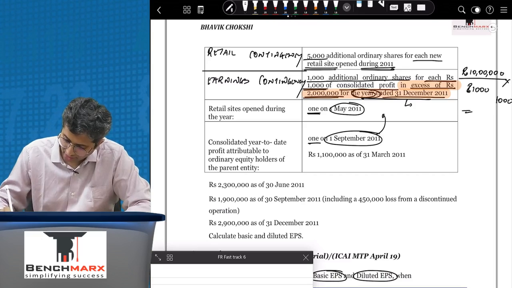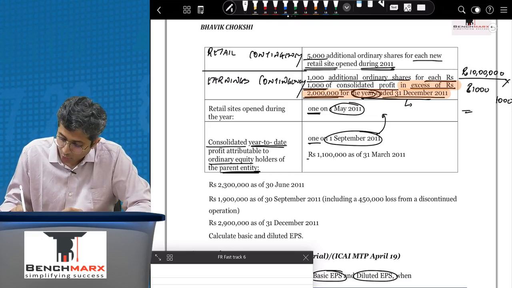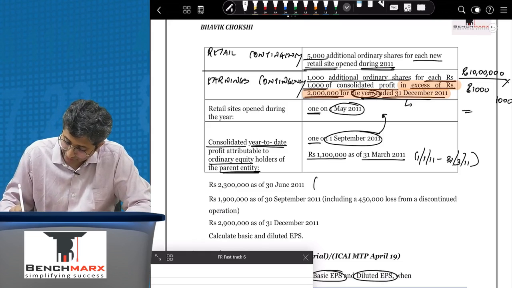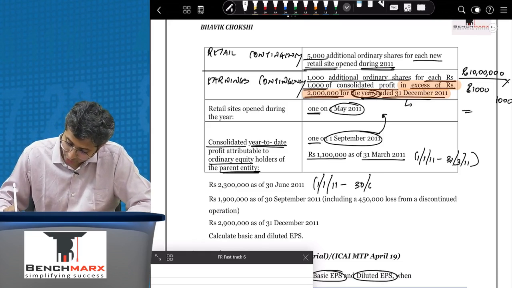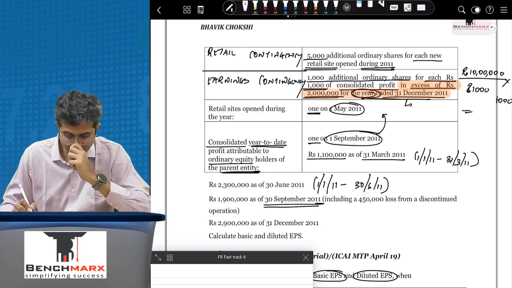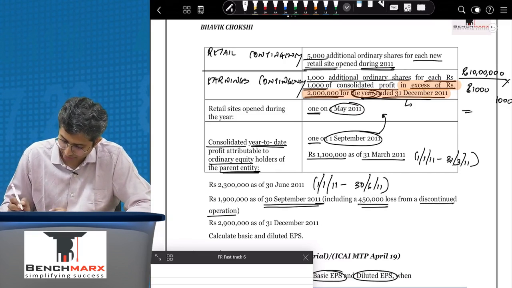Okay. Here it should come: consolidated year to date profit which is attributable to ordinary shareholders of the parent entity. This is consolidated year to date profit, which is 11 lakhs as on 31st March 11. This is year to date, which means this is 1st January 11 to 31st March 11. 23 lakhs as on 30th June 11. So it's a year to date profit, not the quarterly profit. So this is 1st January 11 to 30th of June 11. 19 lakhs as on 30th September. The profit is going down. Probably there is a loss in the coming quarter, including 4,50,000 loss from a discontinued operation.